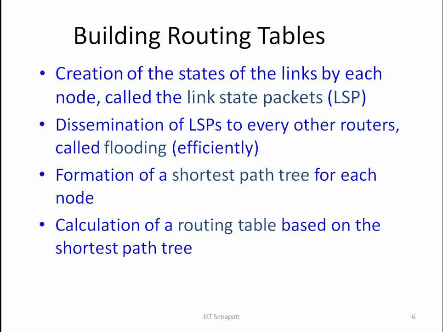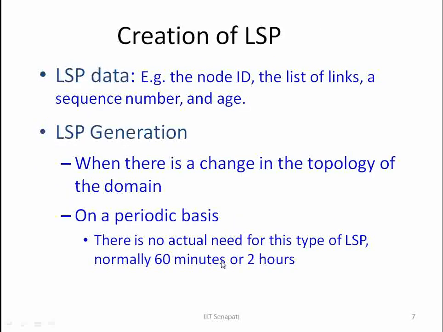So these are the 4 things we are going to do. One is creation of the states of the links by each node. We will call it link state packets, LSP. Next is dissemination of LSPs to every other router. We will call it flooding. However, it will be done in an efficient and reliable way. Next is formation of the shortest path tree for each node. We will use the Dijkstra algorithm. Then calculation of the routing table based on the shortest path tree. Very simple. Next is creation of LSP.